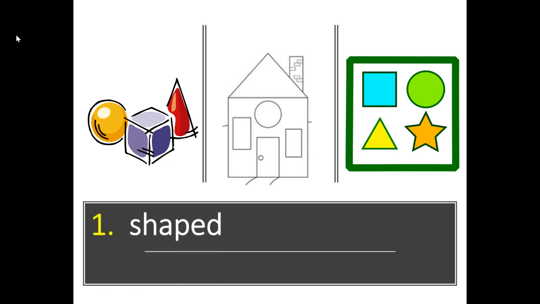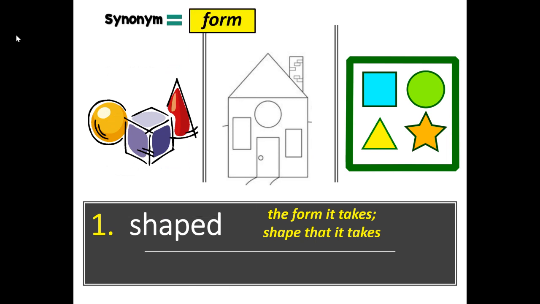Well, they all show shapes or shaped. That's the past tense. Shaped, write it for number one, shaped. S-H-A-P-E-D, shaped. Shaped means the form it takes, the shape it takes. And a synonym for shape, or a word that means the same, you could write form, F-O-R-M, form.